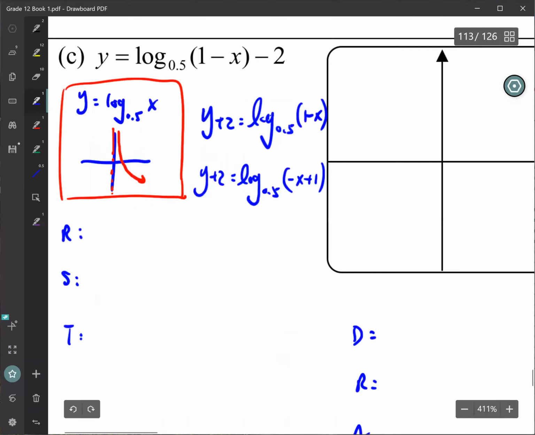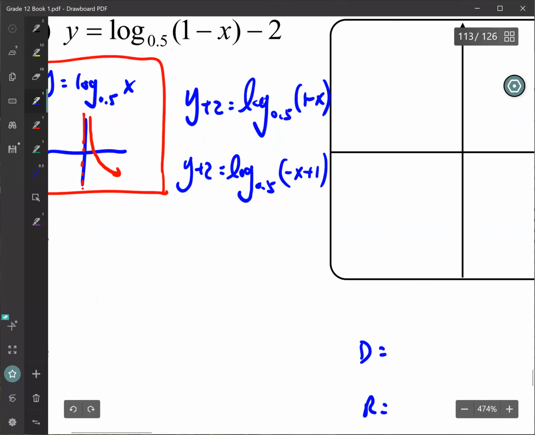Okay, so the problem here is the minus, right? If you want to get story form, the minus cannot be attached to the x. So you have to factor it out, okay? You can go back and check the transformation, how to get story form.